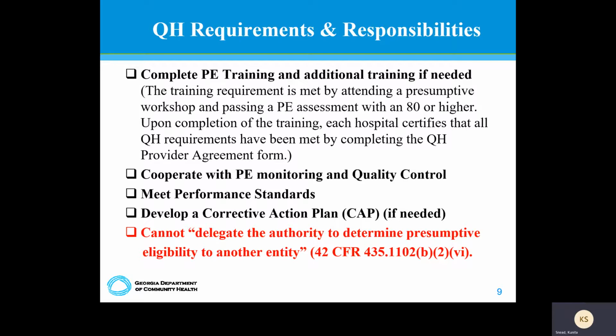This is a federal regulation, and what this is saying is that the qualified hospital cannot allow a third party contractor to make presumptive eligibility determinations. So if you work at a hospital, you have to make sure that you're the hospital employee. That means you're paid by the hospital in order to make PE determinations. If you work in the hospital but are actually working for the third party company or the third party contractor, you're not able to make PE determinations, okay? So we just want to make sure that everybody understands that you have to be an actual hospital employee to make PE determinations.